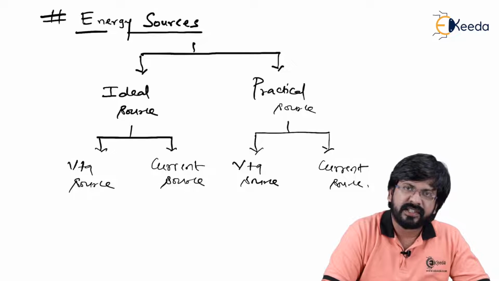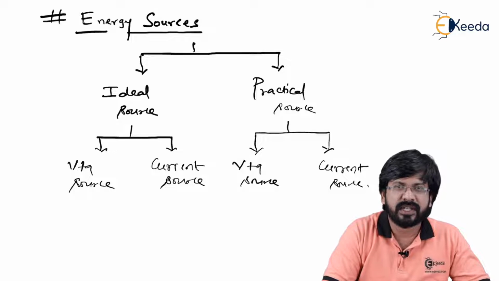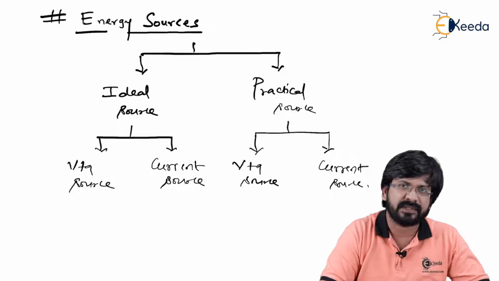Now the reality is, ideal sources are theoretical sources and practical sources, as the name implied, they are actually practical, they are actually available, that we use them in the circuit. But while solving the problems, we always assume them as ideal sources. We will see what the real differences are between ideal sources and practical sources. So we will start with practical voltage source.